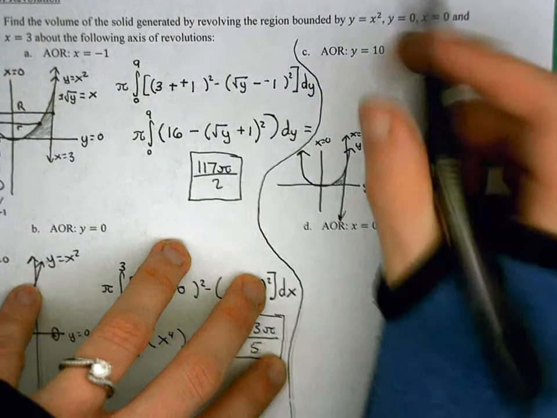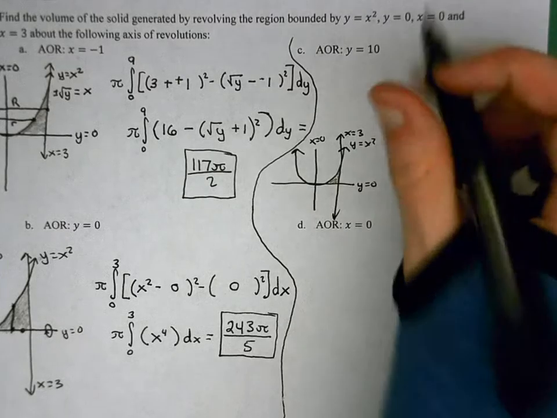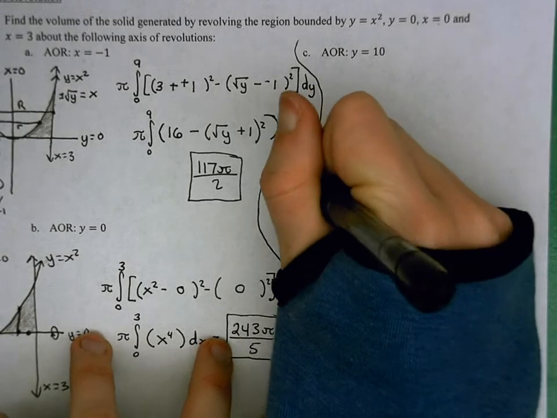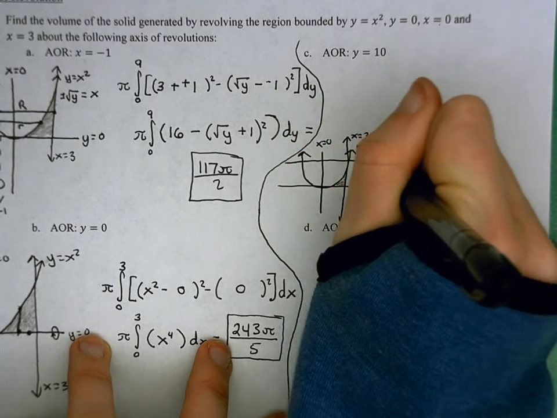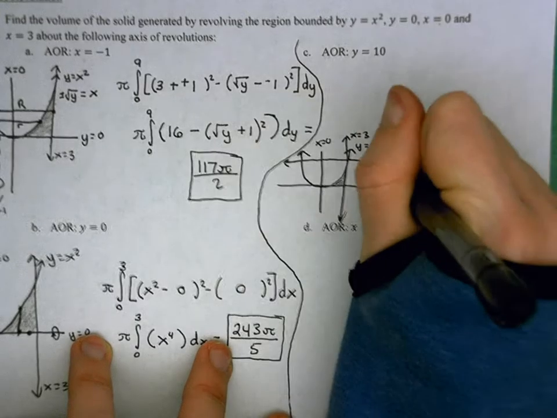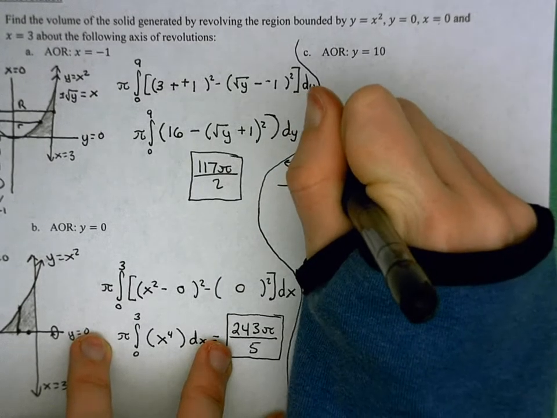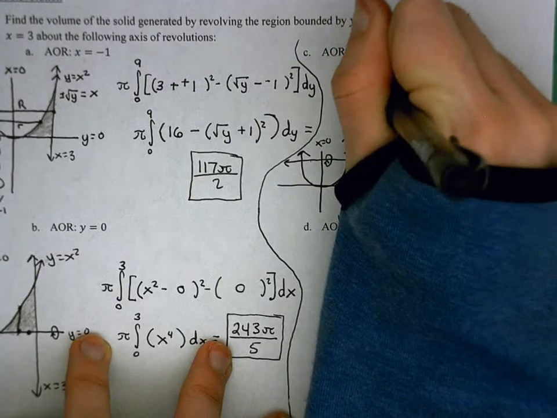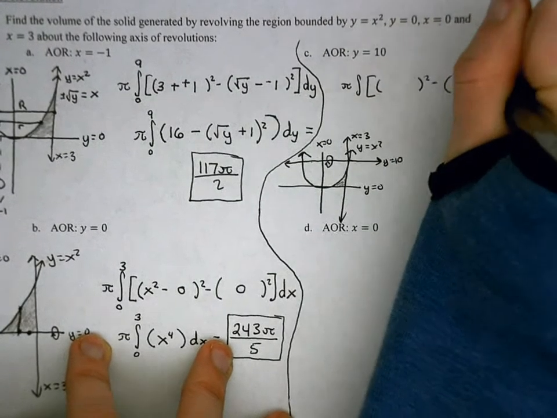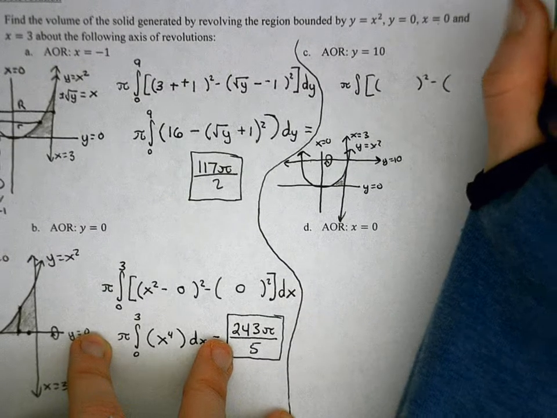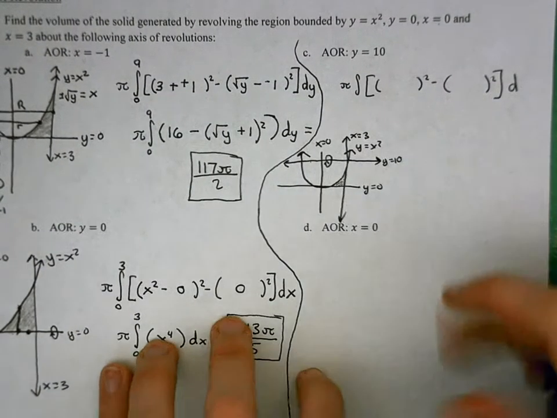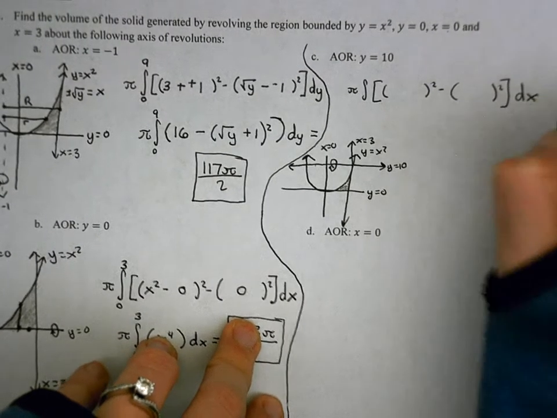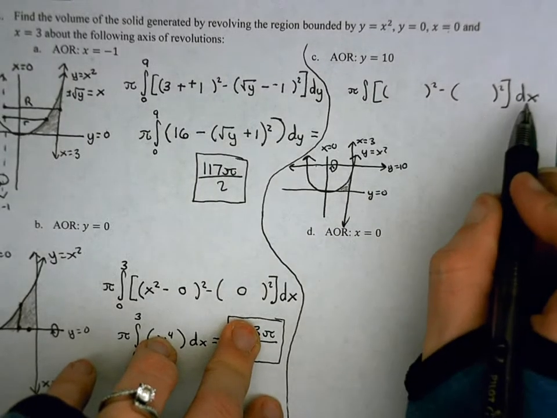And in this case, I'm revolving my region around the axis of revolution, y equals 10. And y equals 10 is up here. Y equals 10, it's my axis of revolution. Okay, so let's go ahead and set this up. We have pi integral big R squared minus little r squared d. Okay, since my axis of revolution is y equals 10, which is parallel to the x-axis, this is going to be dx. So my bounds are going to be the largest and smallest x in the shaded region.